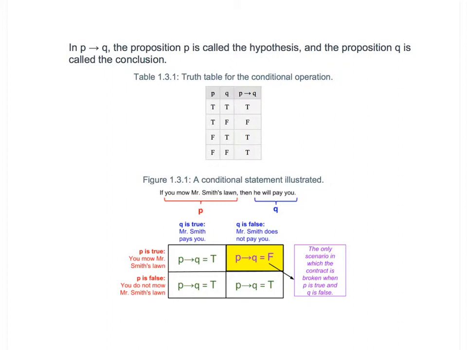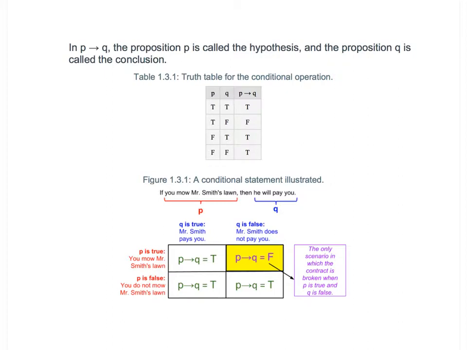So let's look at an example. Here's the example: if you mow Mr. Smith's lawn, then he will pay you. The hypothesis in this proposition is "you mow Mr. Smith's lawn." We use P to represent this proposition. The conclusion is represented by Q. So what is Q? Q is "he will pay you," Mr. Smith pays you.